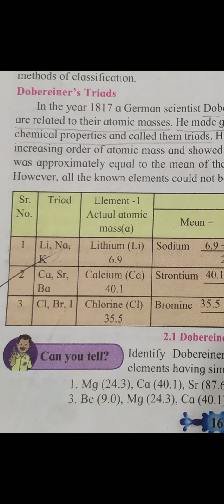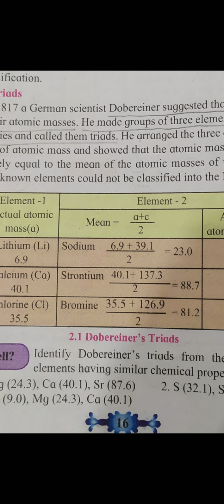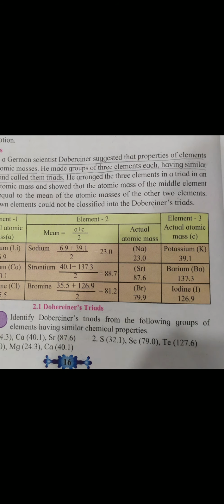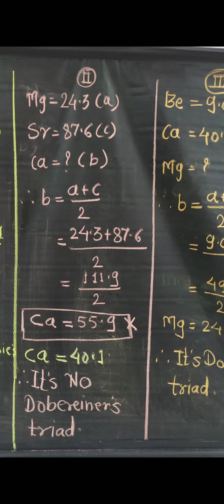Next, can you tell, identify that they have given us three examples, and in those three examples you can identify which ones obey Dobereiner's law of triads. So see the first example. In the first example, Mg is equal to 24.3, that is the A element. Then Sr atomic mass 87.6, that is the C element, and we are finding out the atomic mass of Ca, that is the B element.